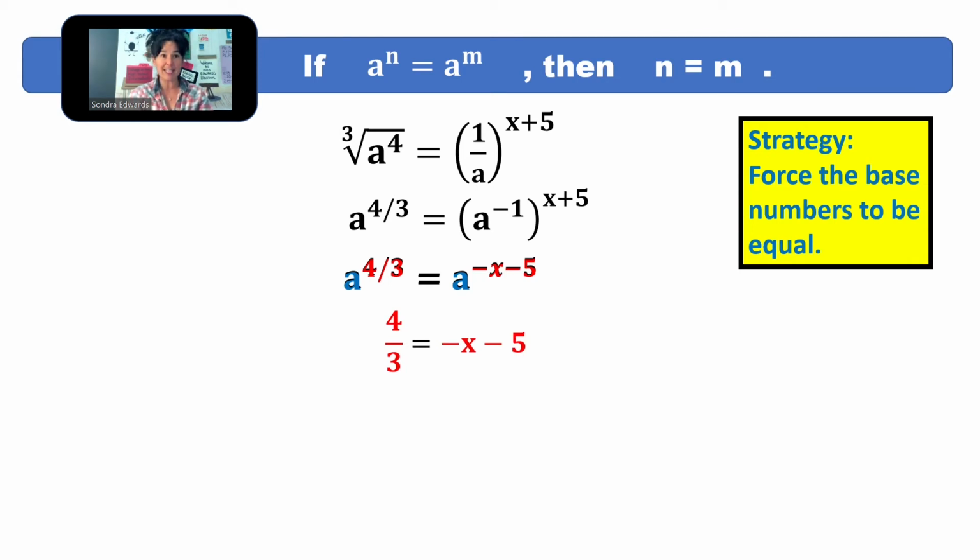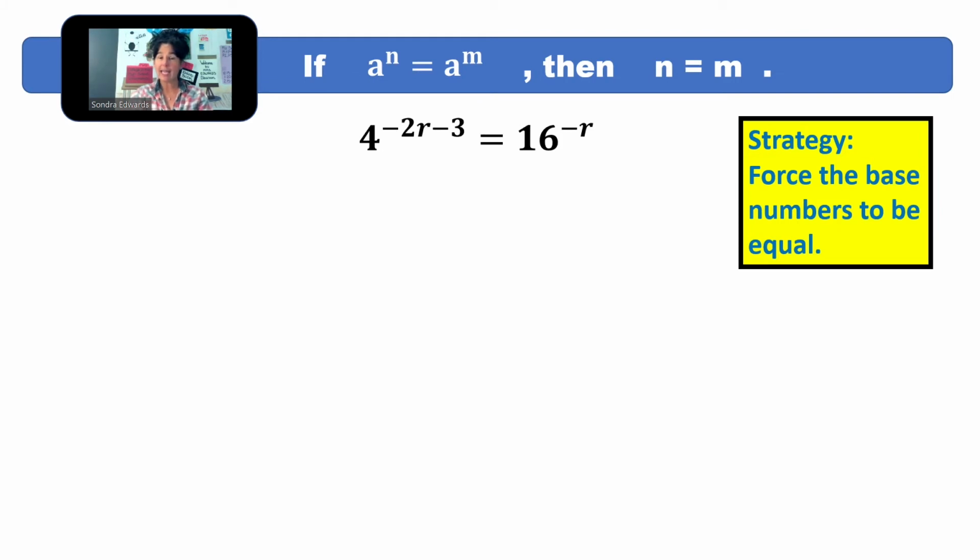Continuing to solve to get x by itself, I will add 5 to both sides. I need a common denominator. 5 is the same as 15 over 3. Combine, we get 19 over 3. Continue to get x by itself by multiplying or dividing both sides by a negative 1. And x equals negative 19 over 3.